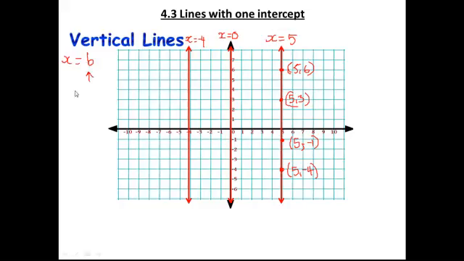Okay? So if someone said to you, draw the graph of x = -9, where would you draw that graph? Well, you would just go over to where x is -9. You could put a point there if you wanted, and then you would draw a nice straight vertical line down through that point. So that there would be the line x = -9.